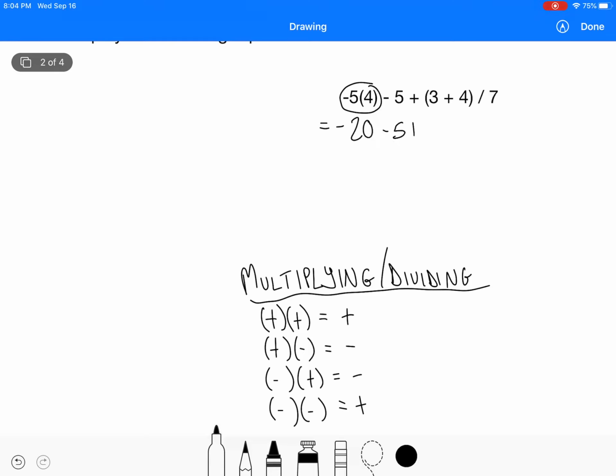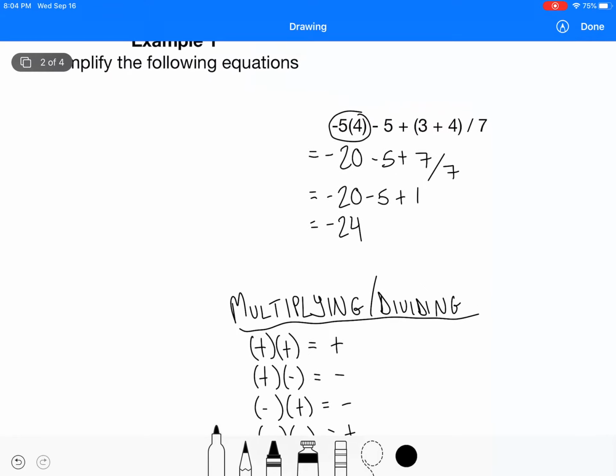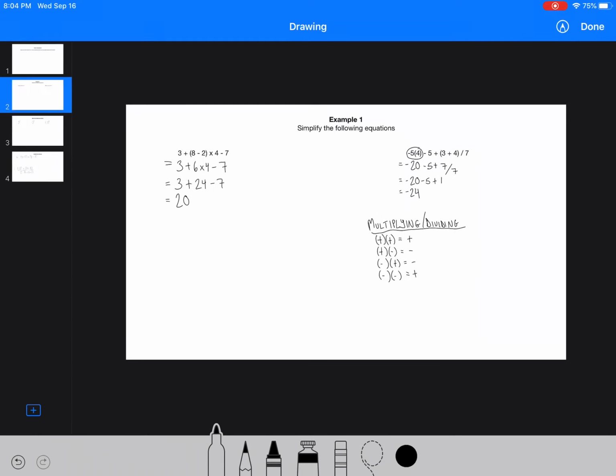Minus 5 plus 7, and then that fraction sign is the same as divided by. So we have to do that first. So we're going to have minus 20 minus 5 plus 7 divided by 7, which is actually just 1. Now minus 20 minus 5 more would be minus 25. And then if we add 1 more back to it, we get minus 24. Okay? So let's try another one.